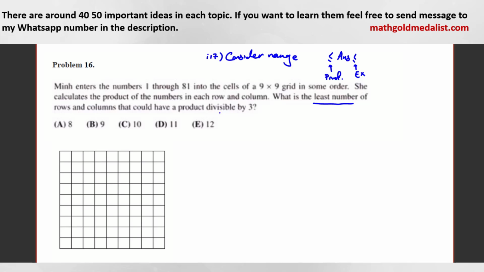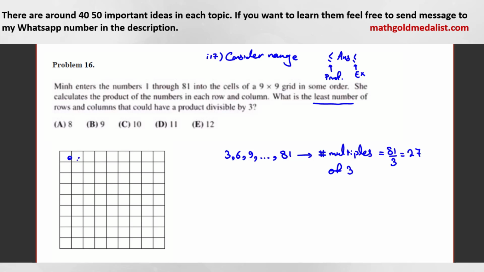Because we want these numbers to be near to each other, how many numbers are there? 3, 6, 9, multiples of 3, up to 81. How many numbers are there? Number of multiples of 3. It's 81 over 3, which is 27, okay?